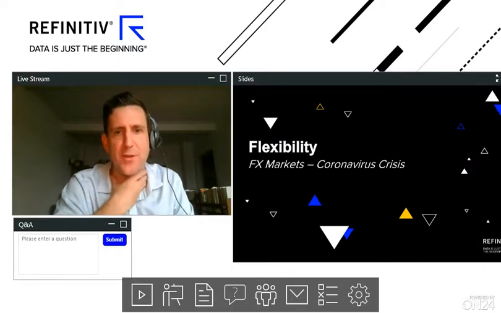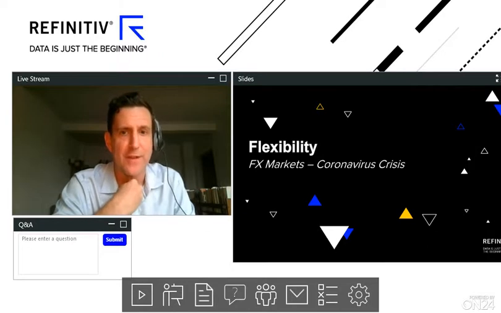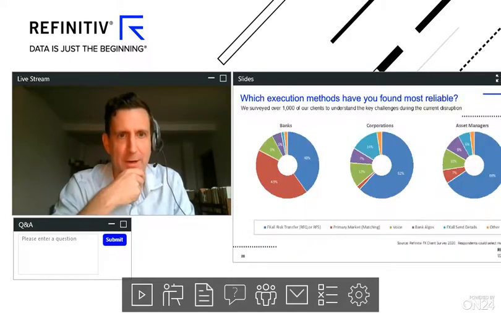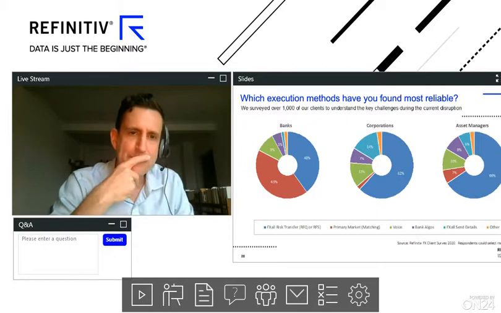Right. So as we've talked about, clients faced a lot of challenges in 2020, and so they had to show a lot of flexibility in how they dealt with those challenges. And as you guys have gone out and asked your clients about how they adapted, one of the things you asked was about the reliability of different execution methods. Jim, do you want to speak to this slide a bit?